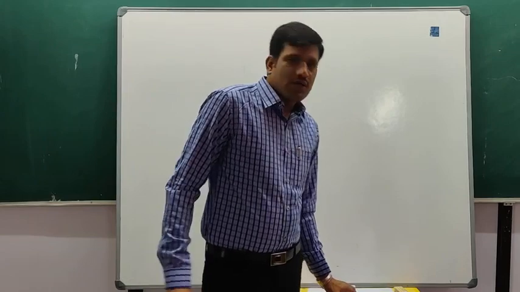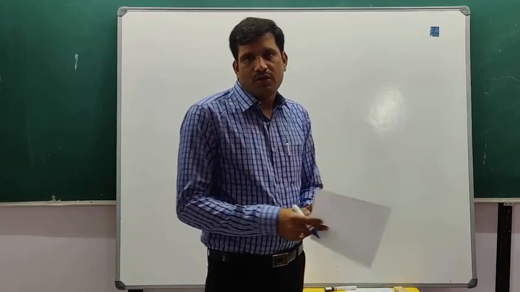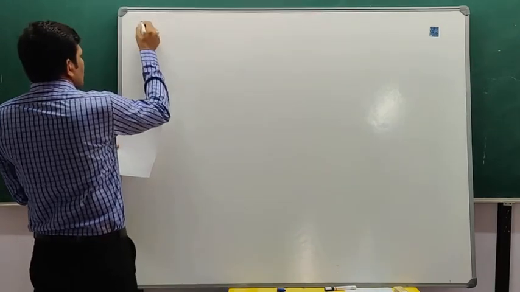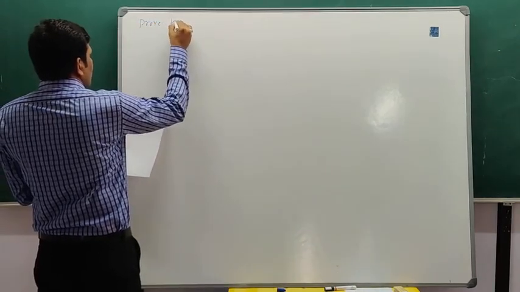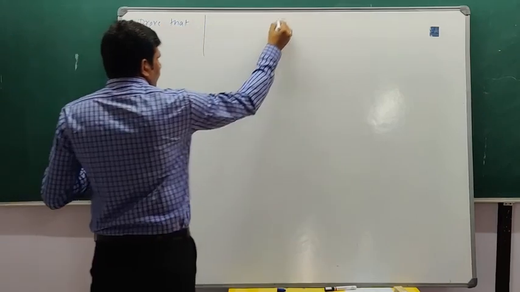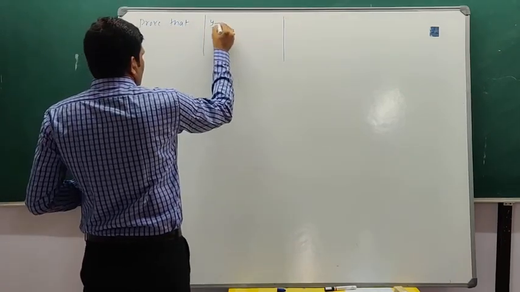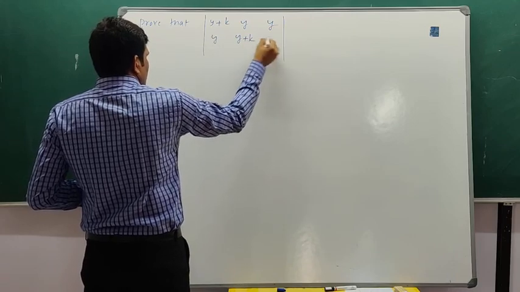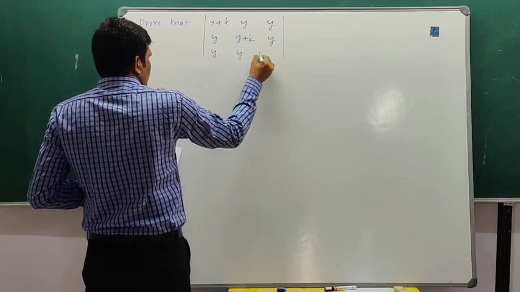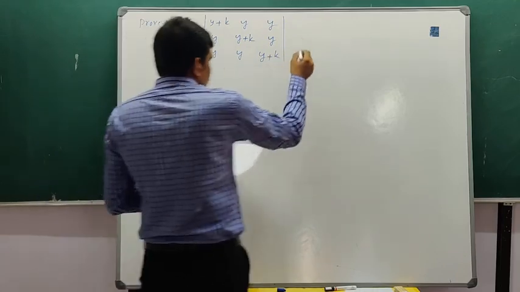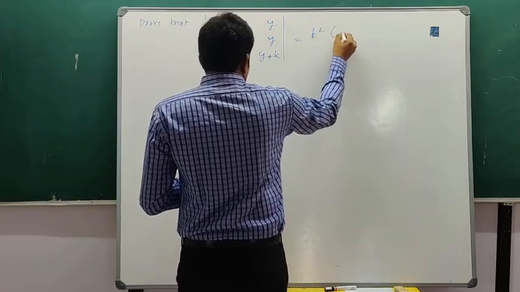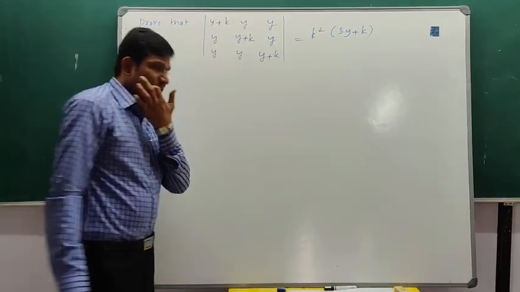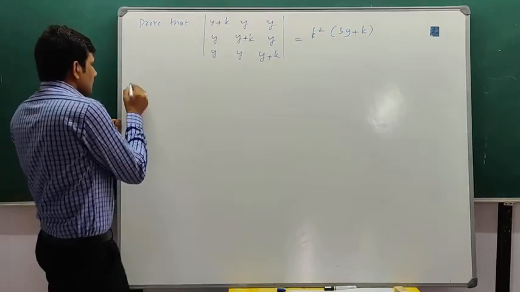Students, yesterday I started problems on properties of determinants. So next problem, I gave this as homework. Prove that the determinant of [y+k, y, y; y, y+k, y; y, y, y+k] is equal to k squared into (3y plus k). Right? So now I will consider the left hand side.